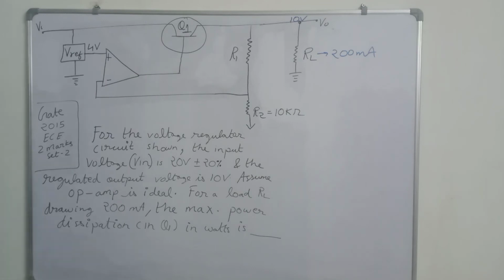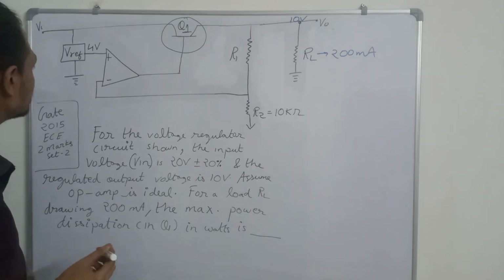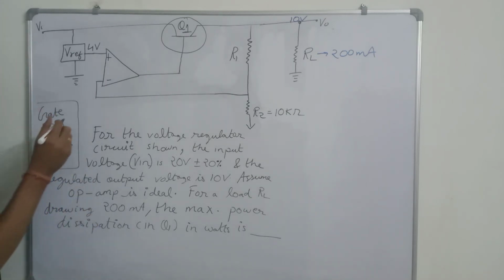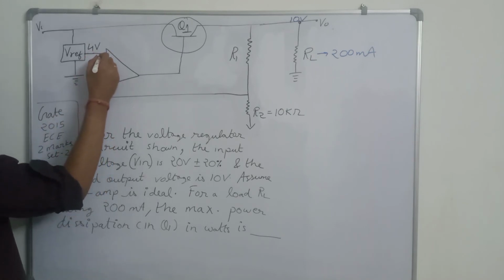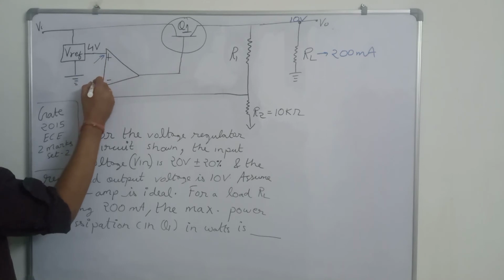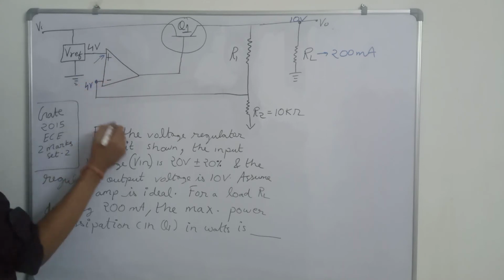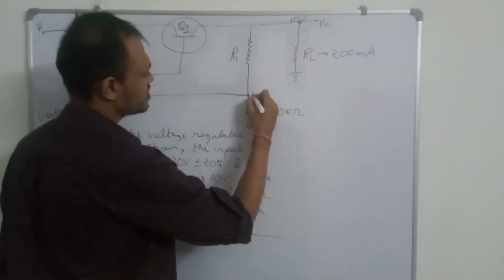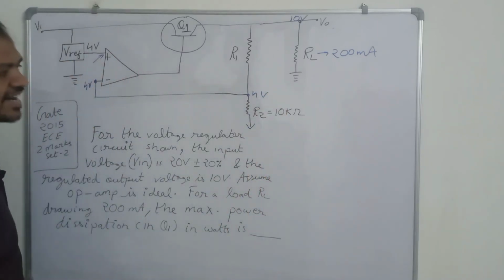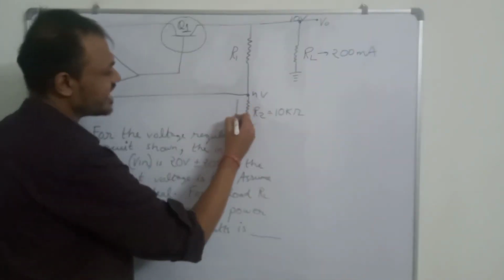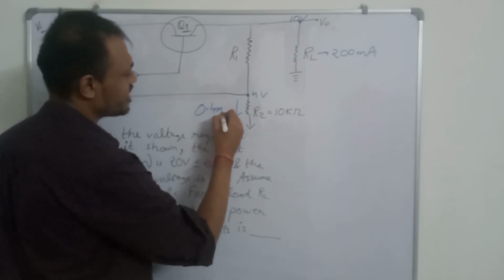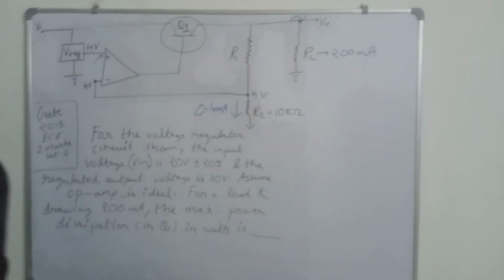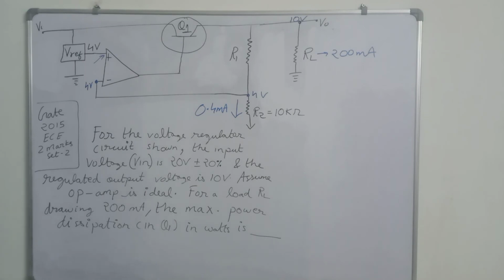First of all, the op amp is given to us as ideal, so we can easily apply the virtual short circuit concept. This voltage is 4 volt at the non-inverting terminal, so this voltage will also be 4 volt. So this current will be equal to 0.4 milliampere.